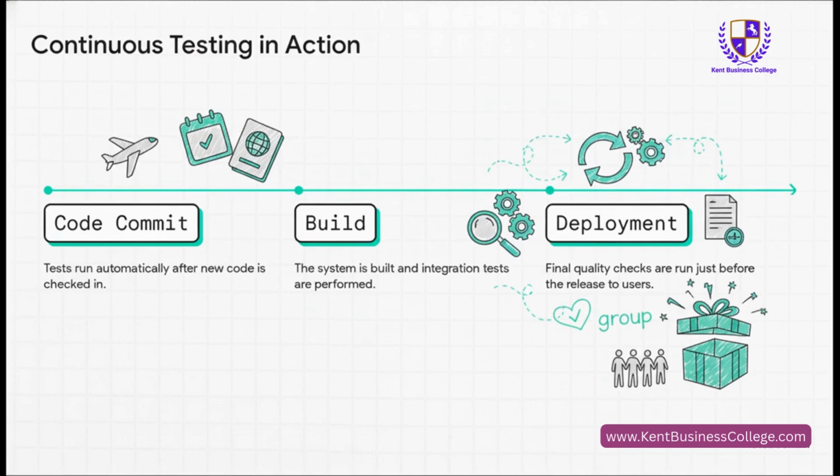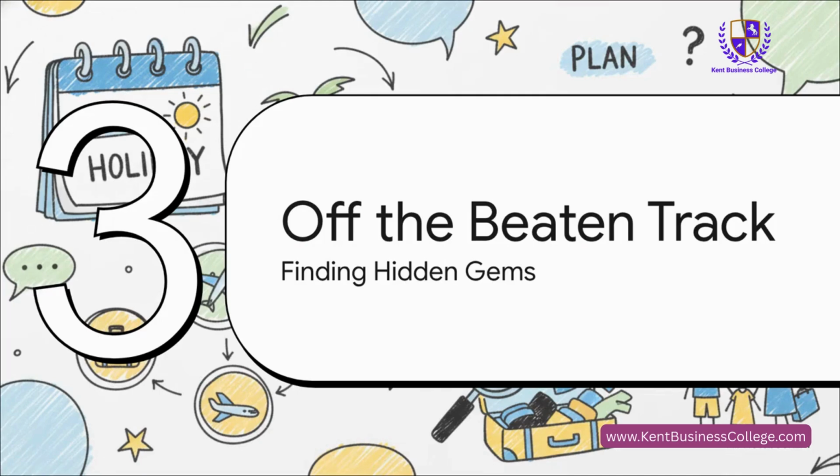It's like this. You book the flight. Immediately, an automated system checks that the name on the ticket matches the name on the passport. Then it automatically sends a calendar invite with all the flight details to everyone in the group. It's all about building these little quality checks into every single step, not just saving it all for a big panic at the end.